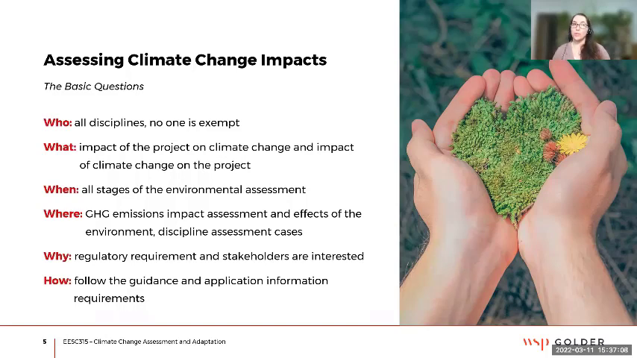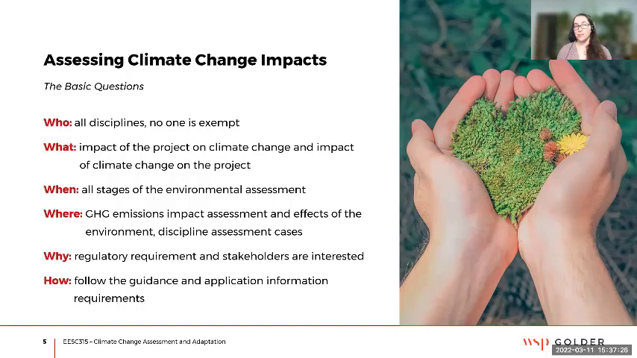The reason why we're doing this is it's a regulatory requirement. We have to do it as part of the process. But beyond that, there's a lot of stakeholders that are interested in this information and will be requesting it as part of the engagement or as part of their review of the project itself.